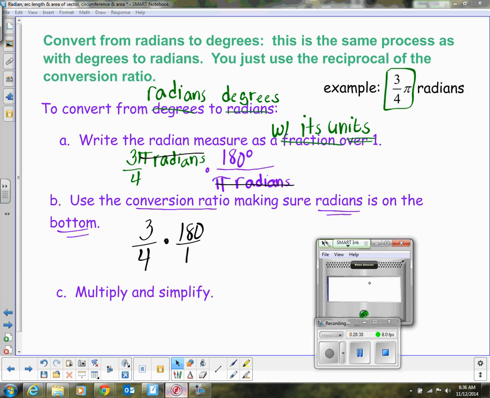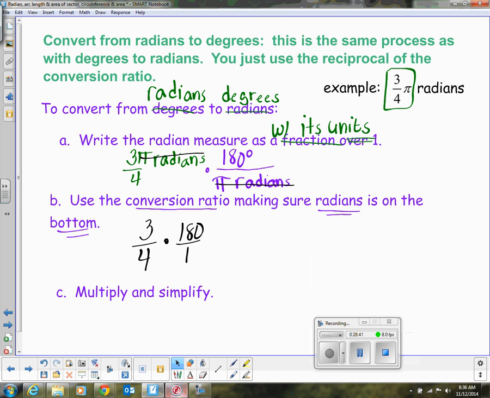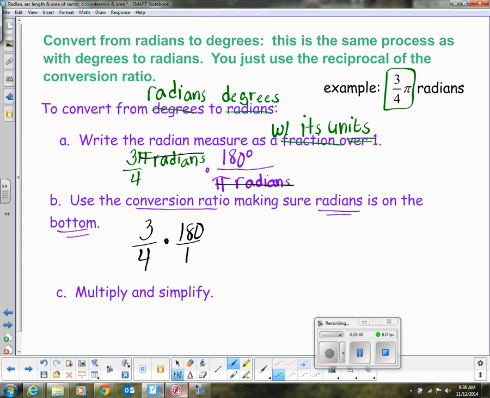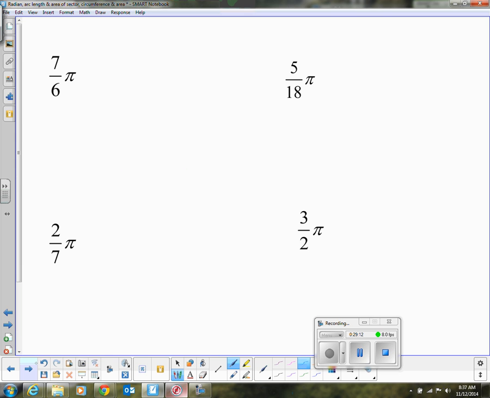And from here, what are we going to do? Madison's not here. What are we going to do? Nate, what are we going to do? Multiply, right? So what is that going to be? 540 over 4. All right, and how many times does 4 divide 540? 135. That's degrees. So that's going to be 135 degrees. All right. So you are using this relationship differently than you did before. It's all about what you're given. All right. So radians is on the top. Do you need more time?